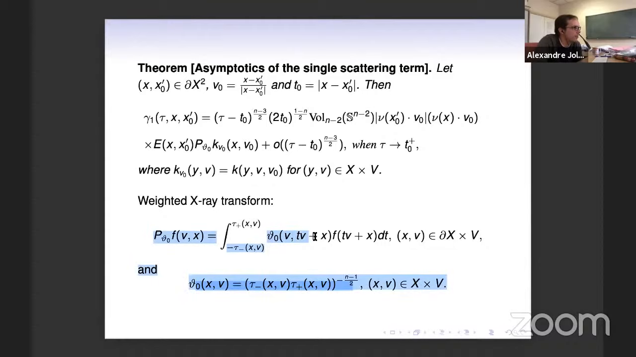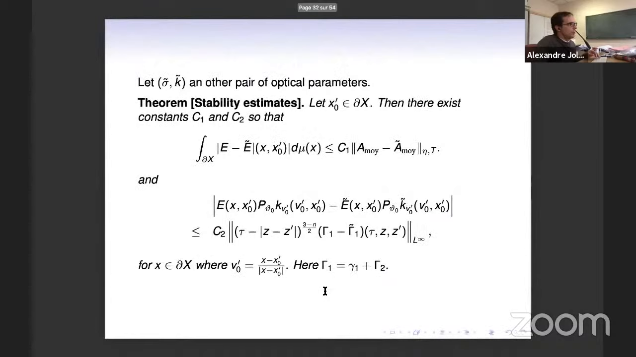So the weight is defined by this formula here. It's not anymore as nice as before, because we know by an example of Bowman that not all weighted X-ray transforms are invertible. So we need to be careful about this one. Is this one with this specific weight invertible? And the answer is yes in certain cases.